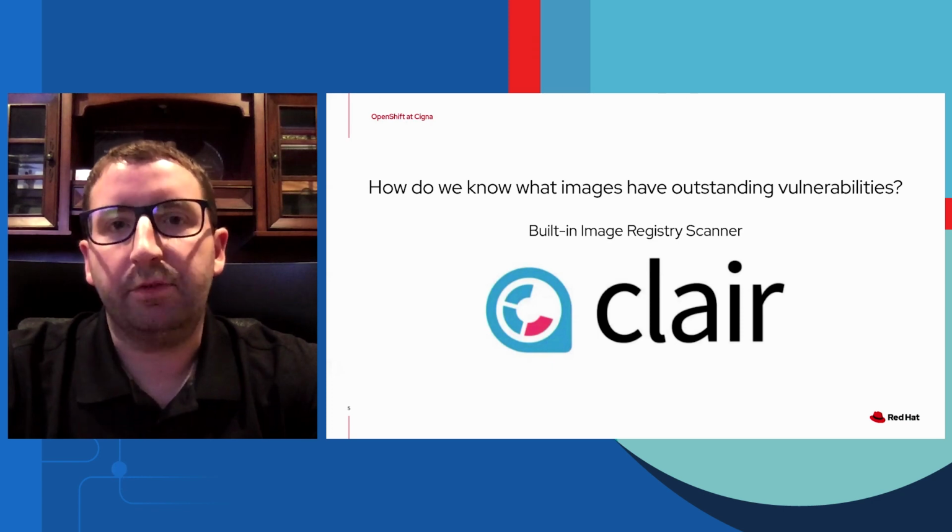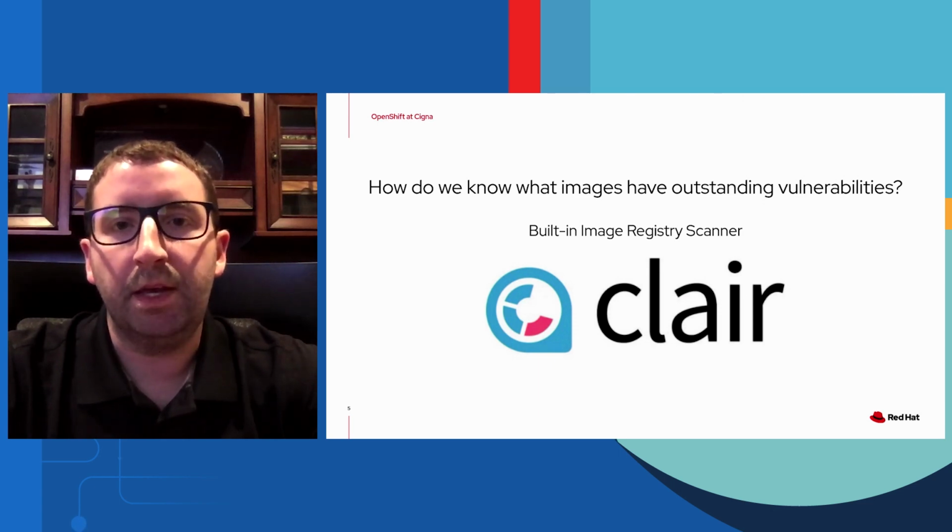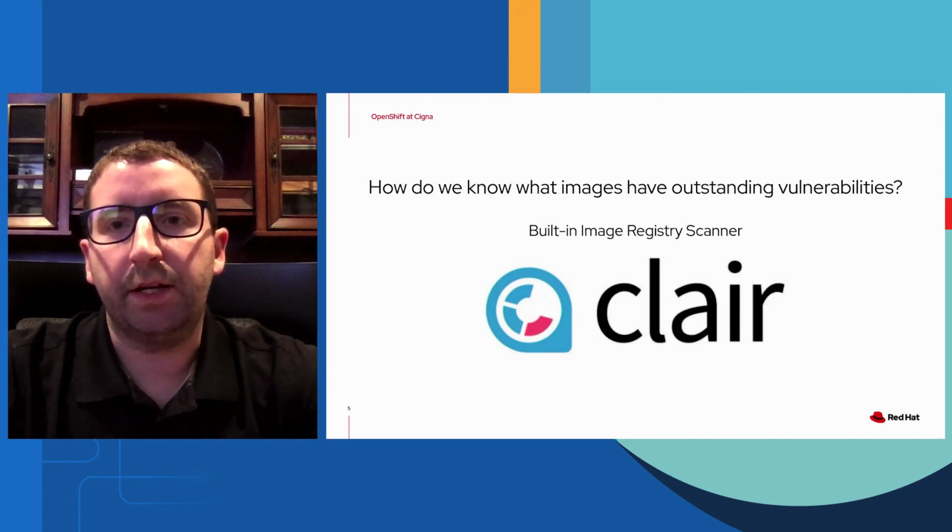A common question we get from our security team is what kind of images are in our environment that have unmitigated vulnerabilities present in them. For the past few years, our answer has always been to look in the image registry and leverage the data provided by the built-in CLAIRE security scanner.